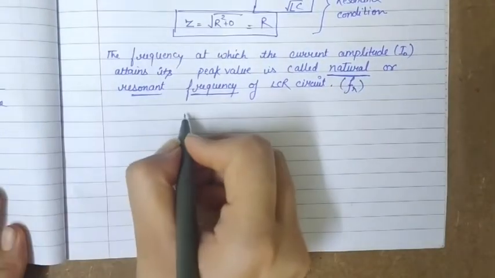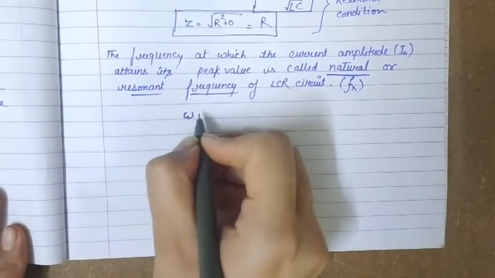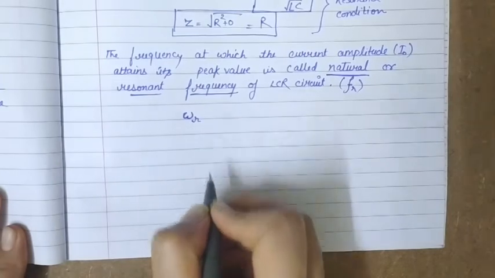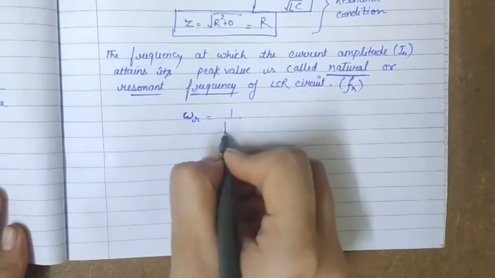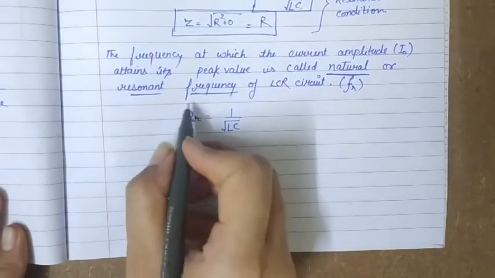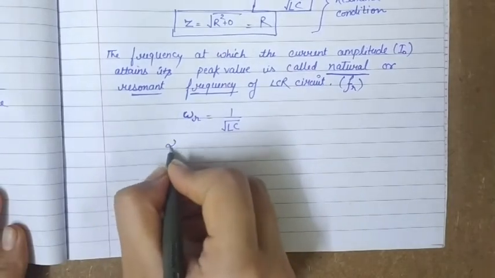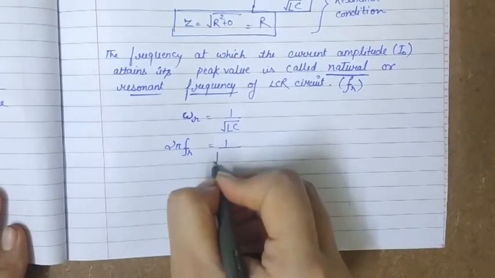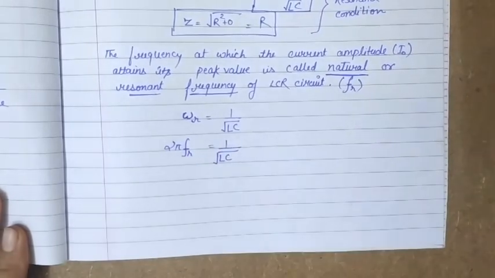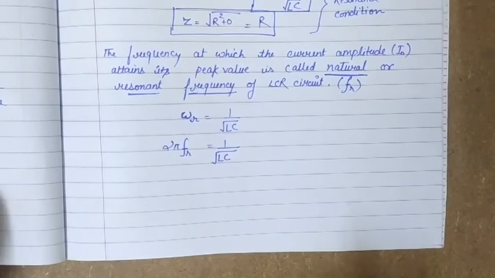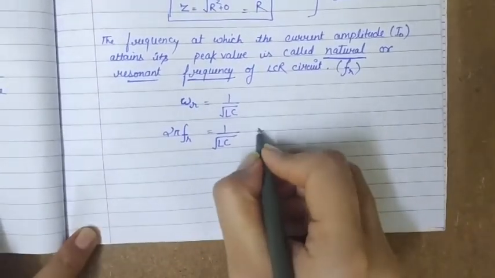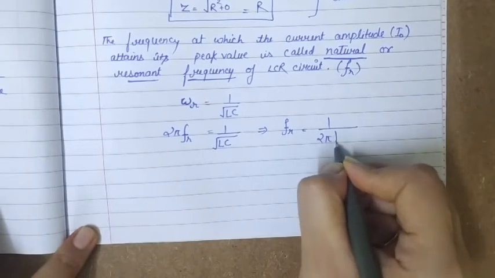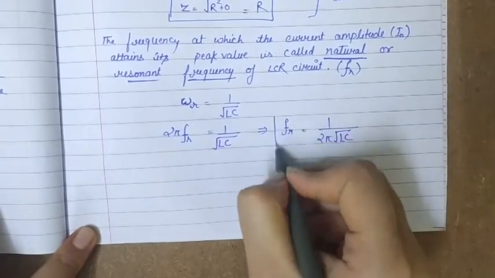So we know that omega, that is the value for omega during resonance, I am going to represent it by omega R, is equal to 1 upon root LC, and this is angular frequency. We can write it as 2 pi FR is equal to 1 upon under root LC. So the resonant or natural frequency of the series LCR circuit, that is FR, will be 1 upon 2 pi under root LC.